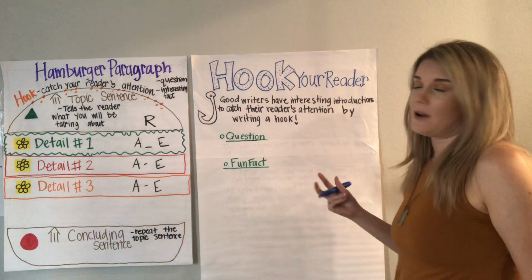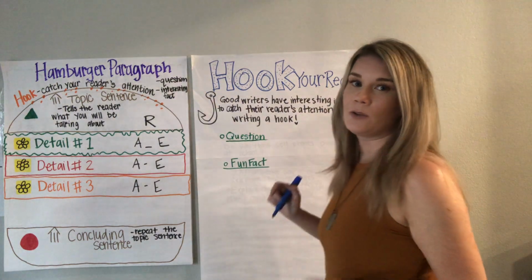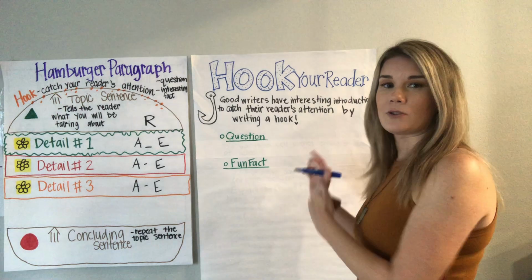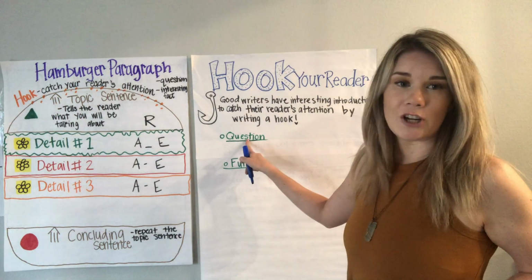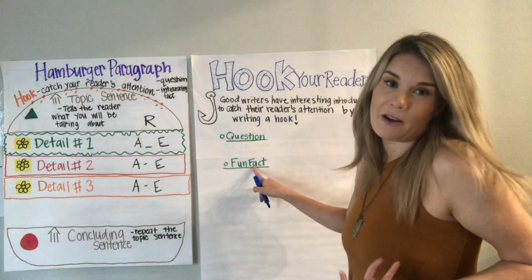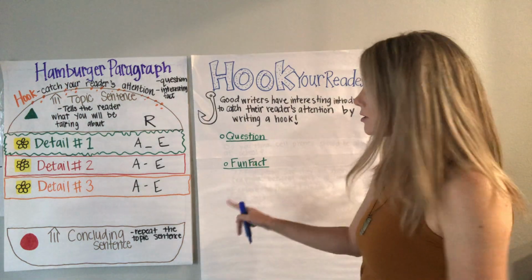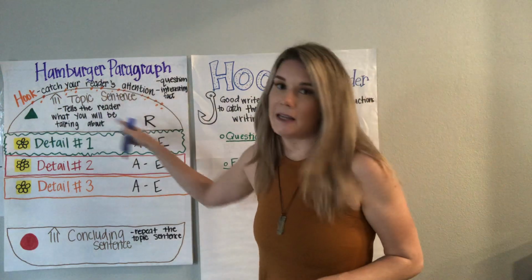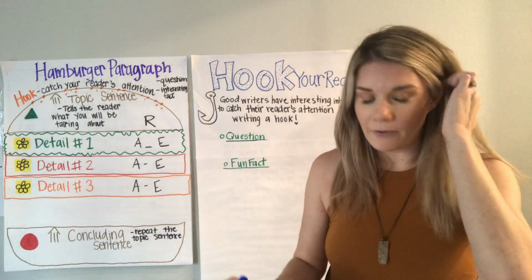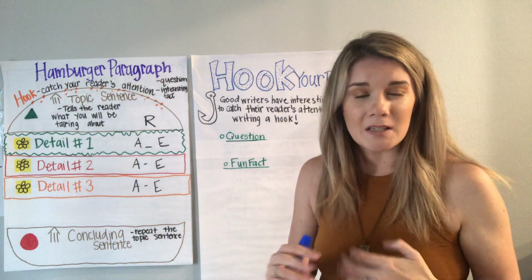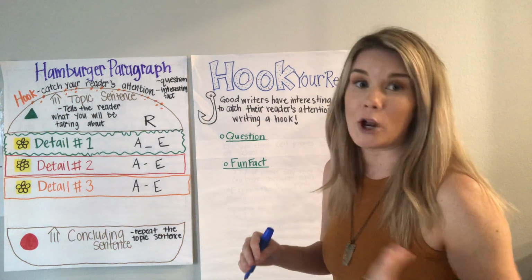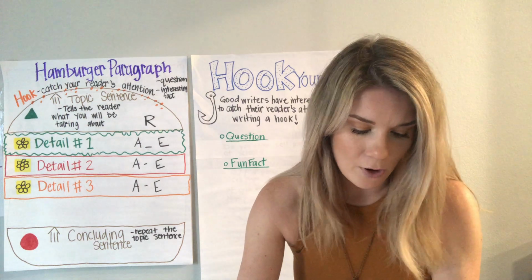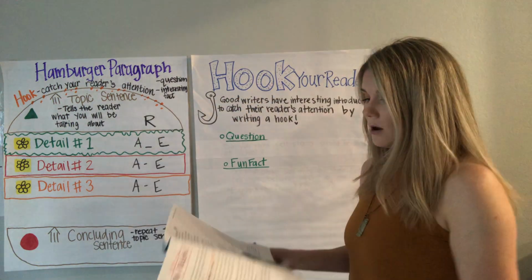So ways to do that are writing hooks. That's your first sentence in your paragraph. Ways that you can do that is either asking a question or providing a fun fact. Now you do want to make sure that your question and your fun fact pertain to the topic and they're related. It can be an interesting detail from the text, or it could be something to drive the reader to wonder what you're wondering. So an example of a question, I'm going to be using our text that we read.